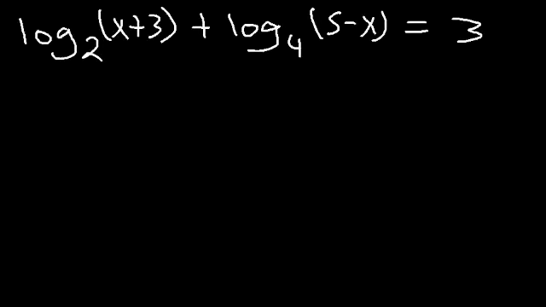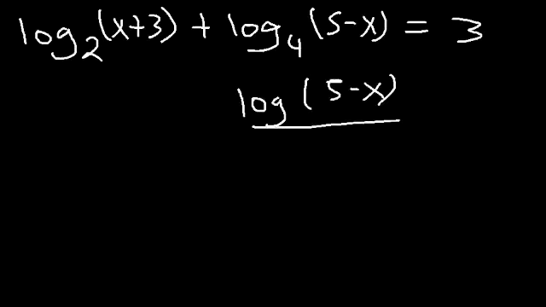Now, we're going to leave the one on the left the way it is. We're not going to change it. We're going to change the 4 into a 2. Since the 4 is a larger number and 2 is divisible, or 2 goes into 4. So this is going to be log of 5 minus x divided by log of 4. And we're going to make the base a smaller number, base 2.